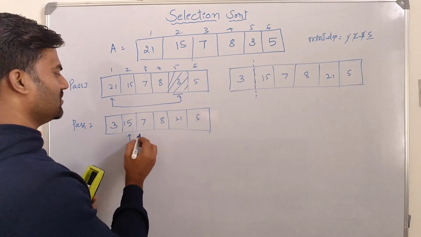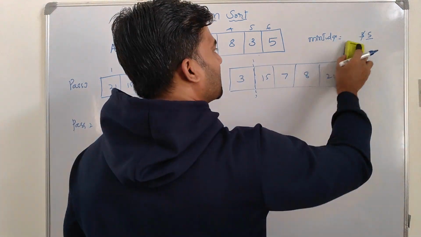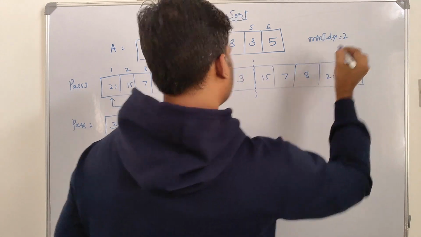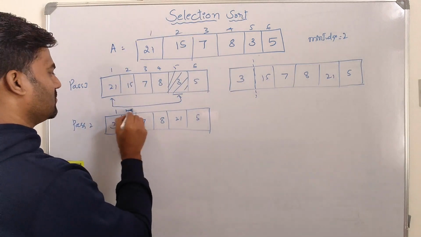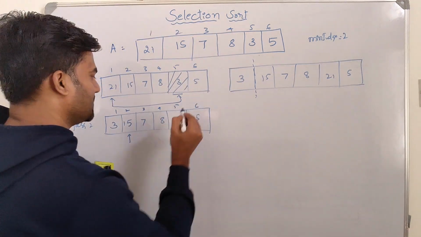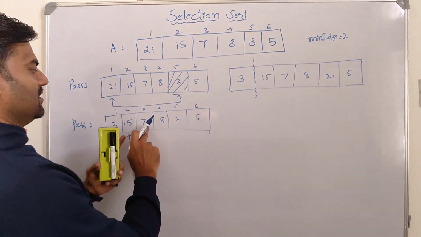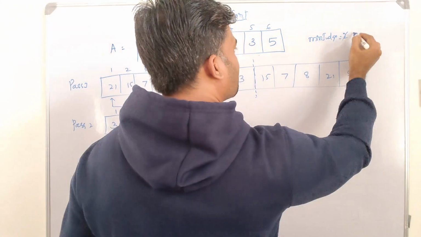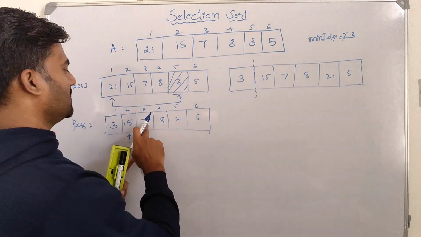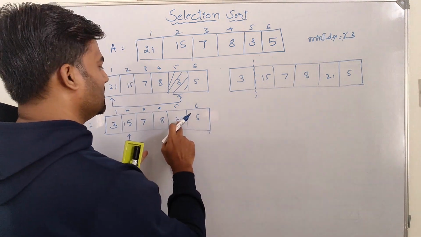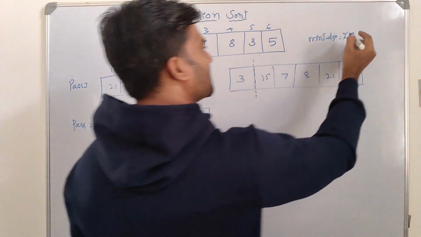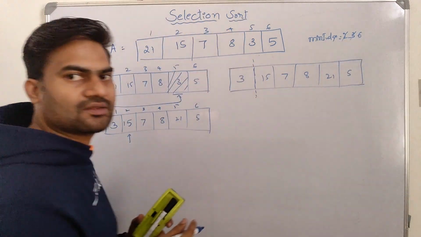So now I will again reset this minimum index. So now minimum index points to 2. Okay, 1, 2, 3, 4, 5, 6. Then 7 is less than 15. Yes, so I'll update this with 3. 8 is less than 7. No. Is 21 less than 7? No. Is 5 less than 7? Yes. So I'll update this index. So it is 6 now.